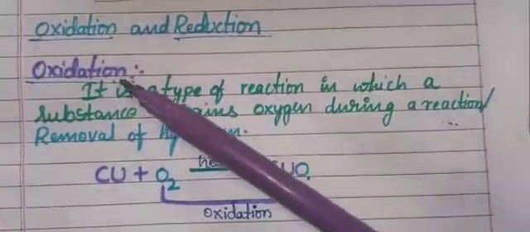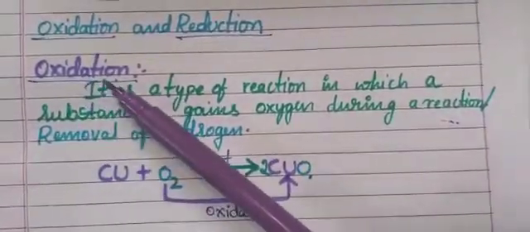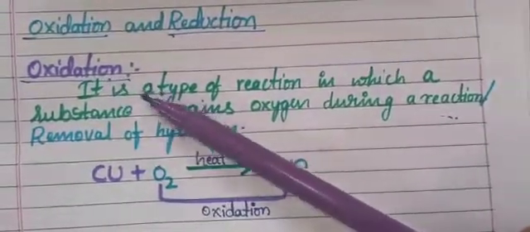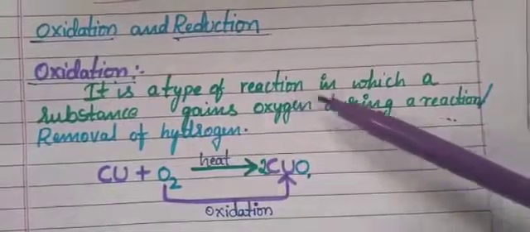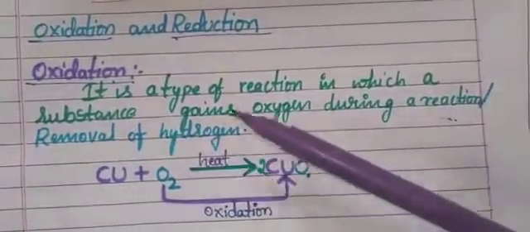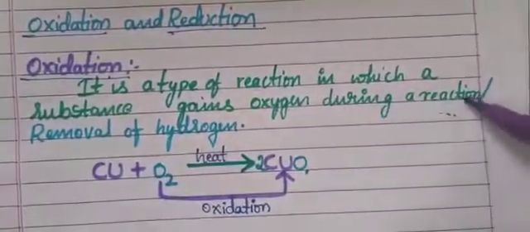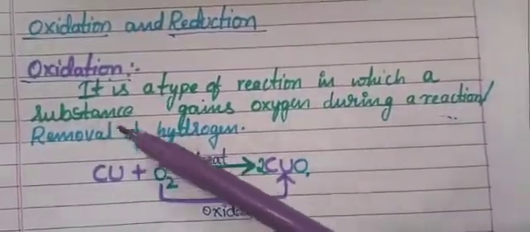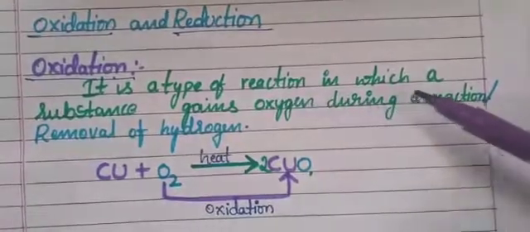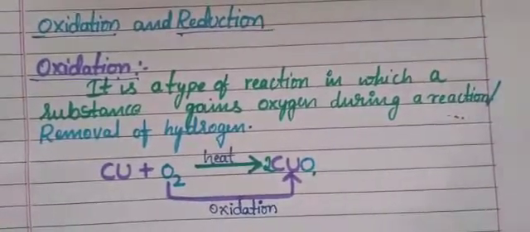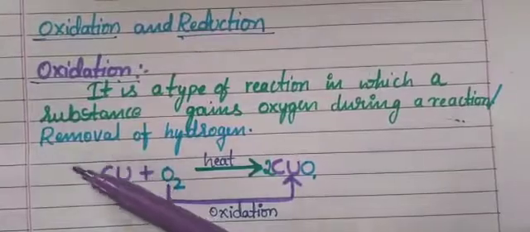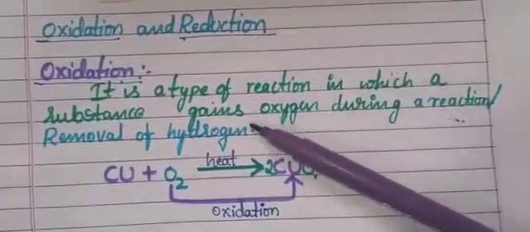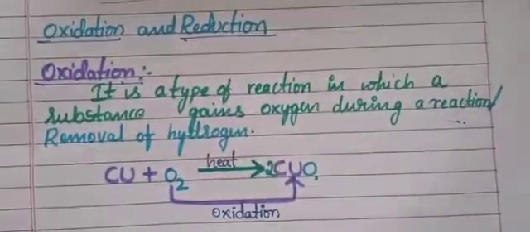What is meant by oxidation? The name oxidation itself indicates addition of oxygen to the reaction. So the definition says that it is a type of reaction in which a substance gains oxygen during a reaction, or also we can call it removal of hydrogen. Removal of hydrogen or addition of oxygen, we call it an oxidation reaction.